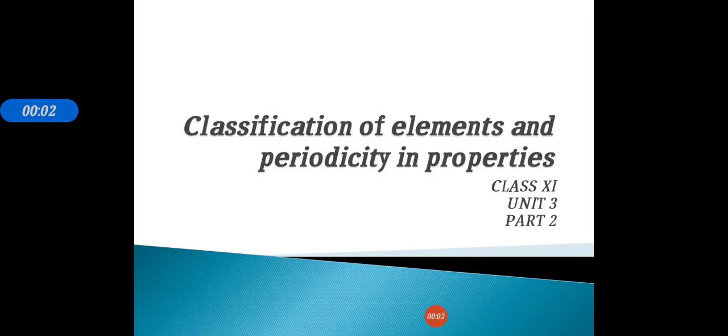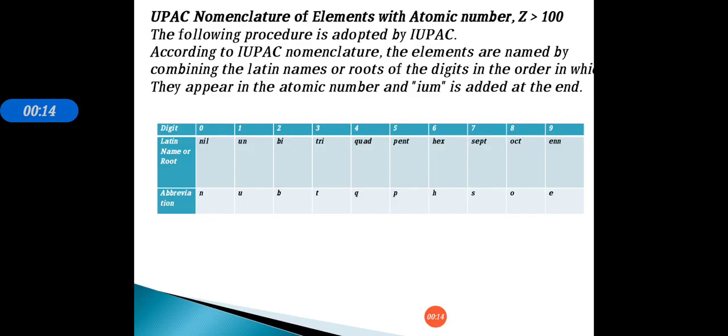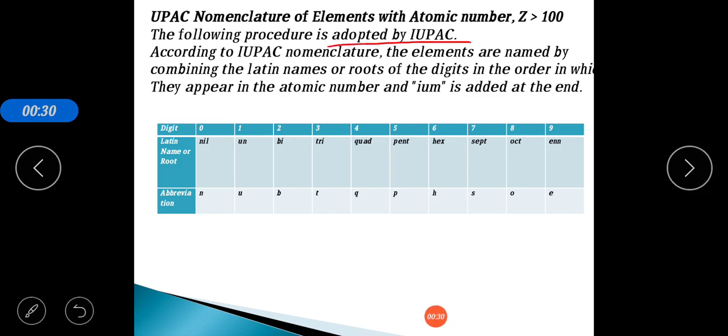Good morning, students. Today we'll study the classification of elements and periodicity in properties, class 11th, unit 3, part 2. IUPAC nomenclature of elements with atomic number greater than 100. The following procedure is adopted by IUPAC.